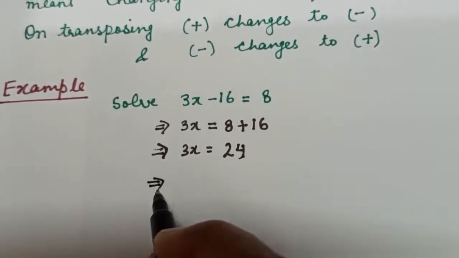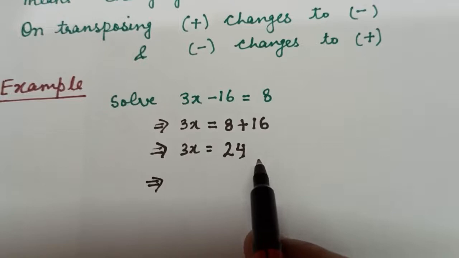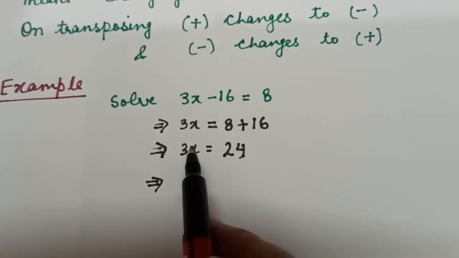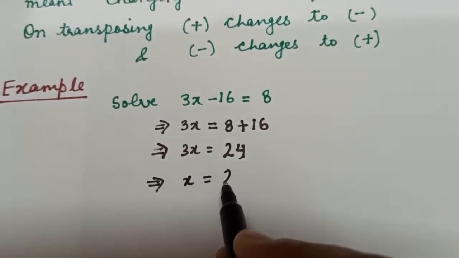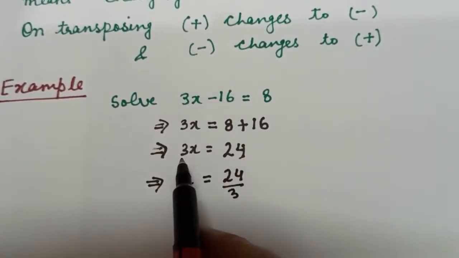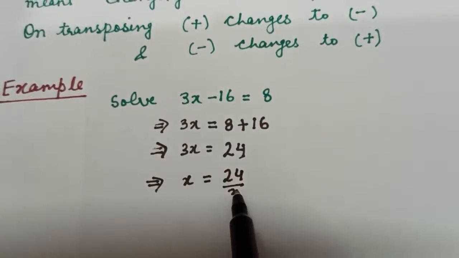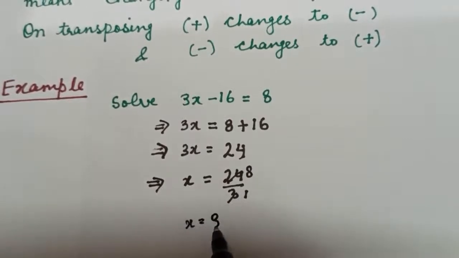Alright, now with variable 3 is multiplied, so it means we need to shift this 3 to other side. Here 3 is multiplied, it means multiplication will change to division here. So x is equal to 24 upon 3. Multiply 3 has changed to division here. So now we can divide them. So x is equal to 8 is the answer.